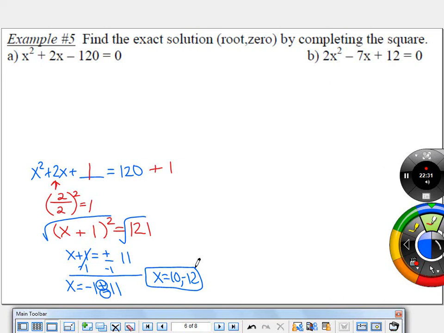Ashley? Okay. So first of all, we don't want the coefficient there. We can't use our process of completing the square. So a good strategy might be to divide everything by 2 first. So that would become x squared. The 7x would be 7 over 2x, and the 12 would be 6.